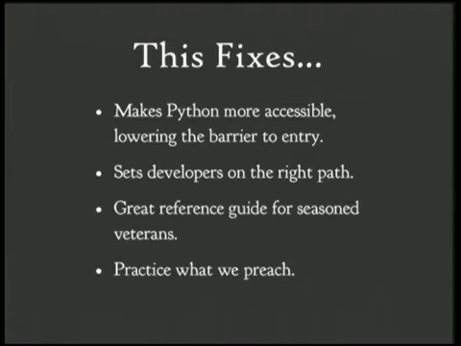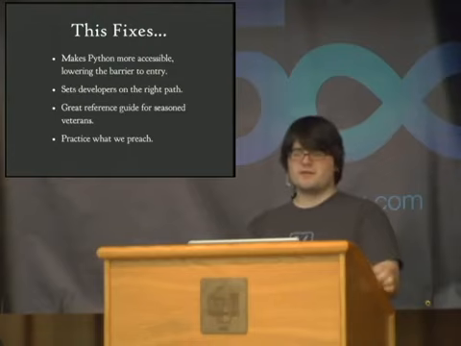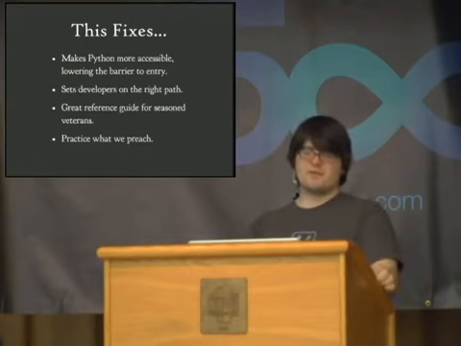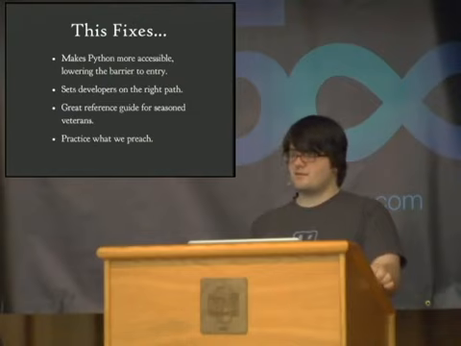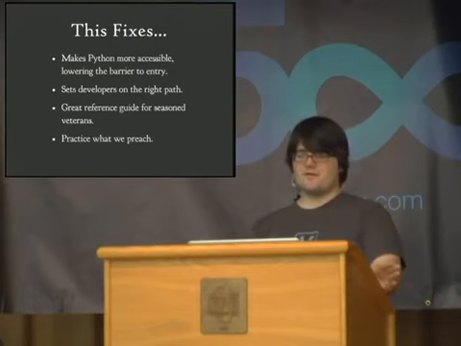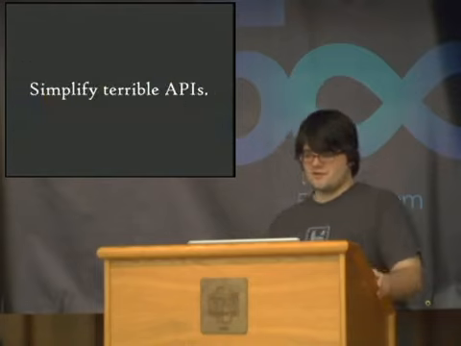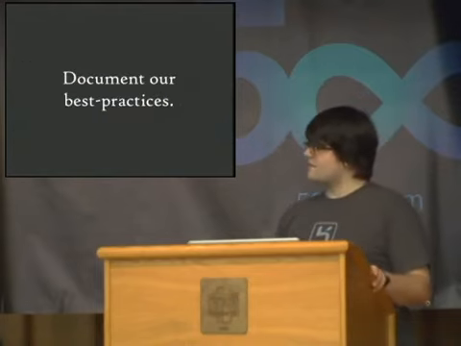We have all these values that we try to push, and they're really great, and they form everything that we do in the Python community, but there's always work to be done. And I think having documentation like this that's opinionated, I don't think this necessarily belongs on Python.org. At this time, Python.org isn't in the position to be making opinionated recommendations like use Django and not something else. So it really allows us to practice what we preach of having that one obvious way to do it in a non-agnostic way. So the manifesto of the talk is: simplify our terrible APIs and document our best practices. Any questions?